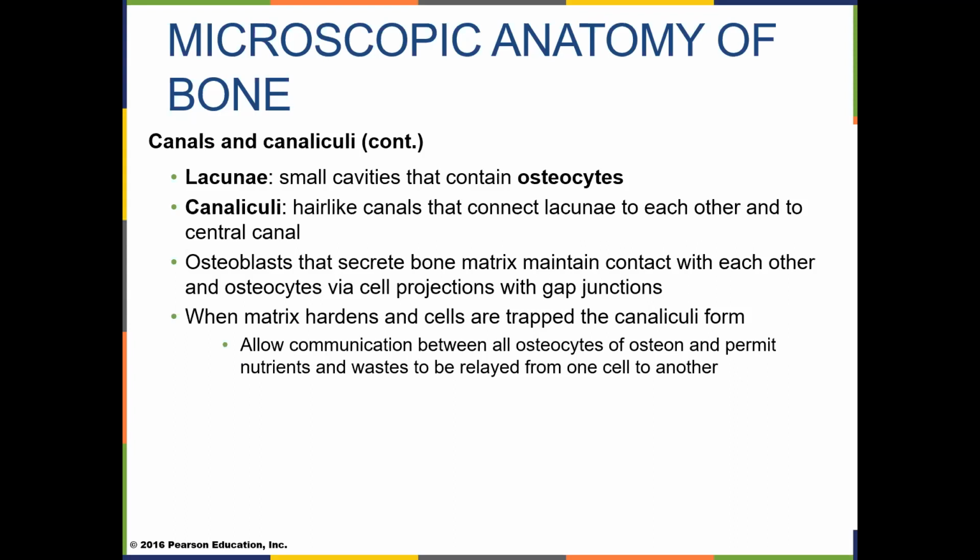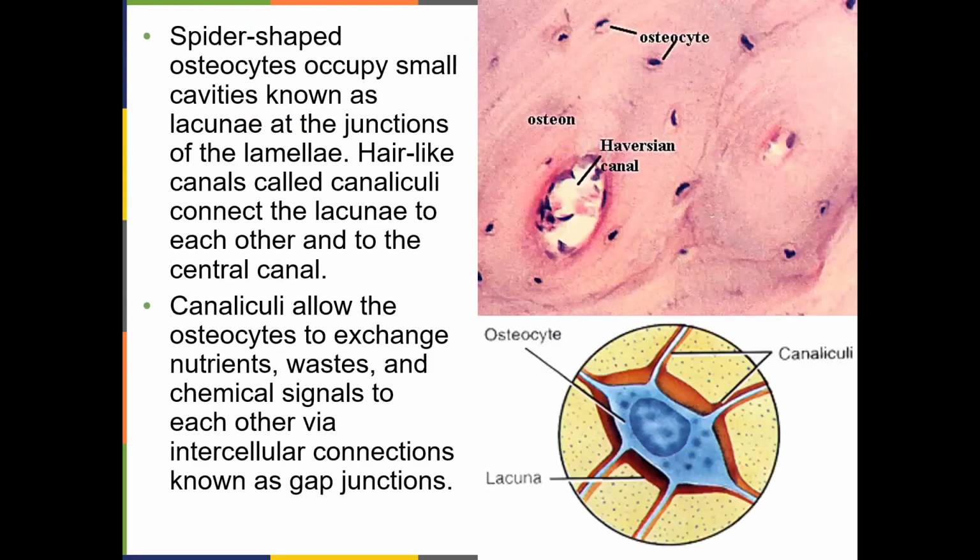And so we can send information from one cell to another. We can send nutrients from one cell to another. We can send waste products from one cell to another to ultimately get rid of them. But the cells are all in contact with each other. And of course, this is what it looks like.